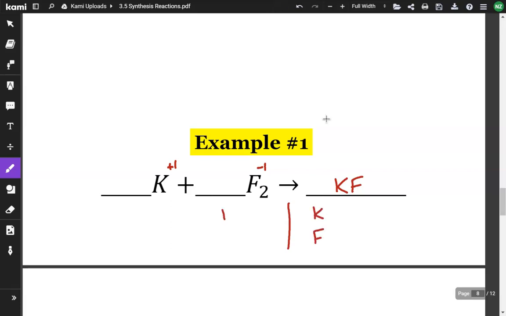So I write out my list of everything. On my left side, I have 1 potassium, 2 fluorines, 1 and 1. So if I put a 2 here, that makes that a 2. It makes that a 2, because remember that 2 distributes to both terms. Okay, and then I need 2 potassiums on the left side, so if I throw a 2 there, that becomes a 2. Balanced.